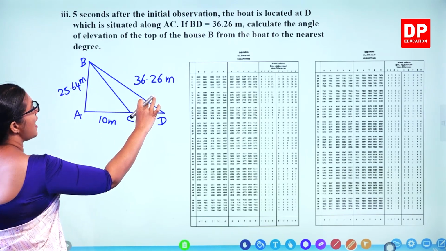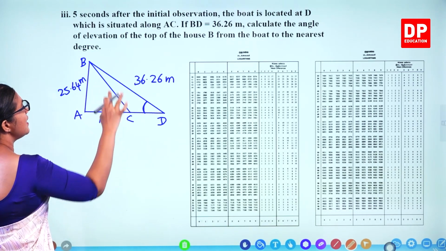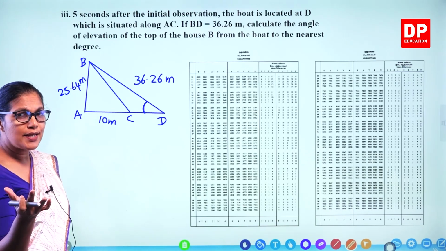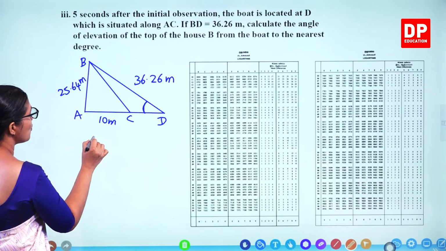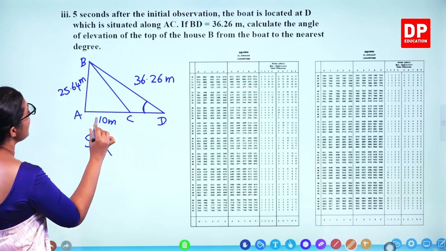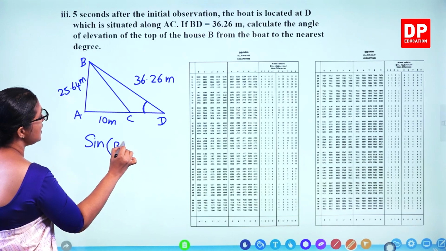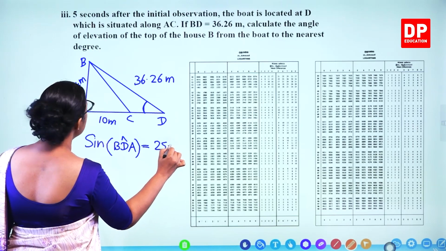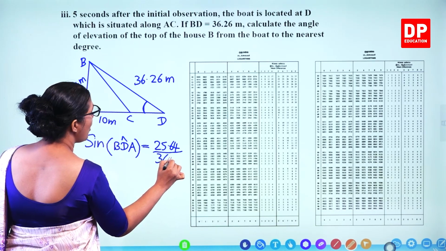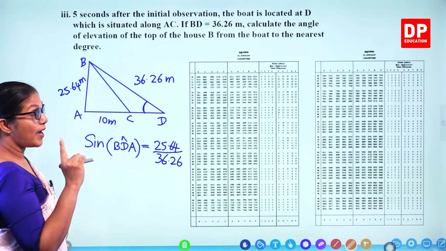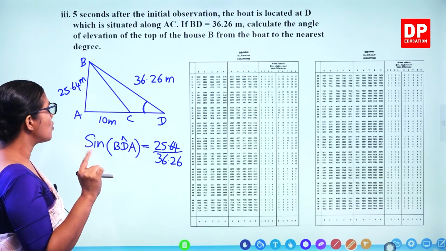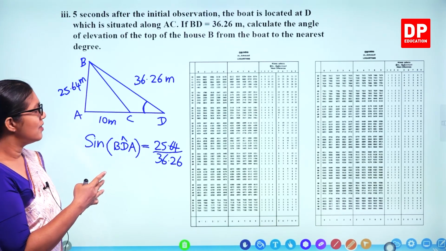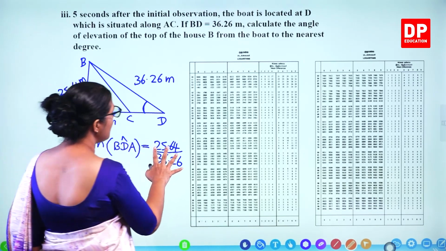So you need this angle. How do we find this angle? To this angle, this is opposite, and you can use this one as the hypotenuse. Opposite over hypotenuse, sine ratio. So sine of the angle we require, BDA, is equal to 25.64 over 36.26. So sine ratio is opposite over hypotenuse. Now how do we divide these? You have to use log tables. So we'll use logarithmic tables.